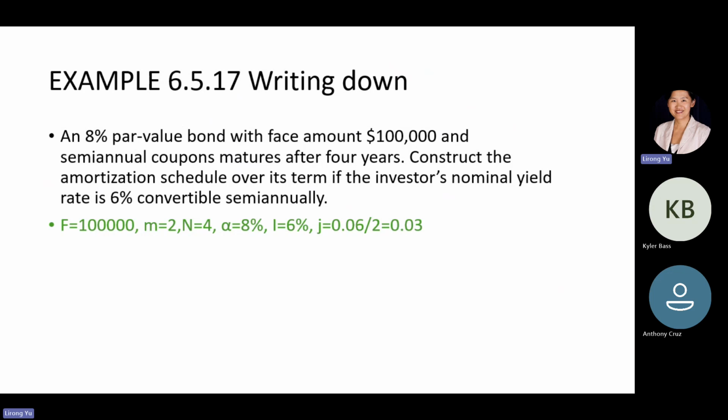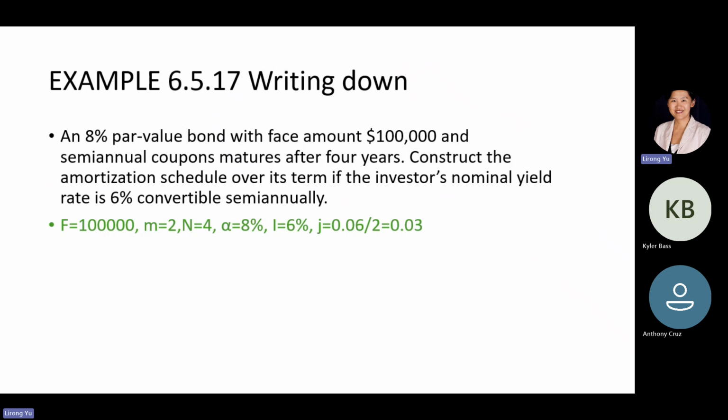And here, the 100,000 is F and is also the C. N equals 2 semi-annual payments per year, and the number of payments is over 4 years. G equals 8%, I equals 6%. The 8% and 6% both have to be divided by 2. But still, you see the 8% is higher than 6%. Therefore, this is a premium situation, not a discount situation. Any question?